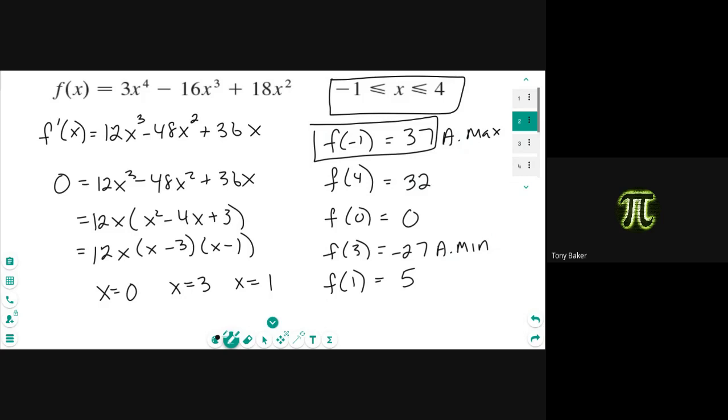It's the point. So you'd write it as a point, the x and the y. The absolute minimum occurs at x equals 3, and the value is -27. All right. Do I have any local minimums or local maximums?